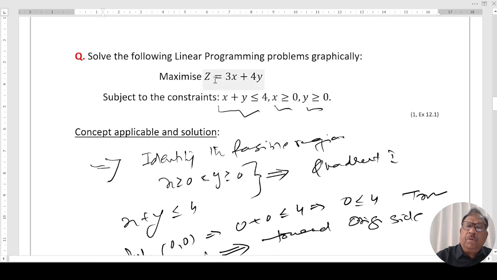So what is the procedure? The first step is to identify the feasible region. To identify the feasible region, x and y greater than 0 means the first quadrant. If the line is not passing through the origin, then put 0, 0: if it is true, origin side; if it is false, non-origin side. Identify the regions. Next question.